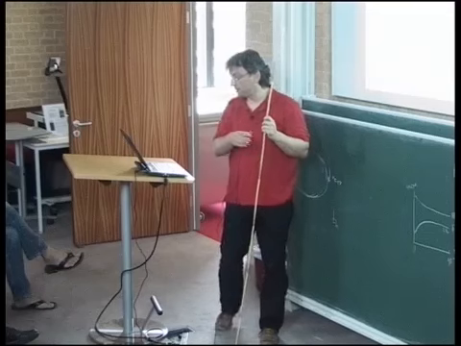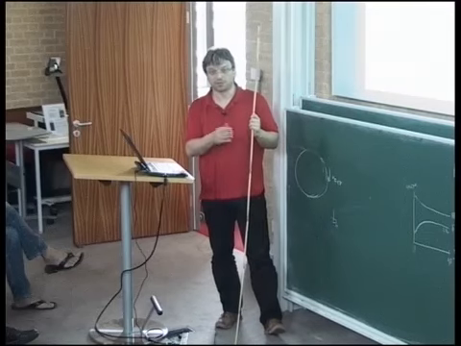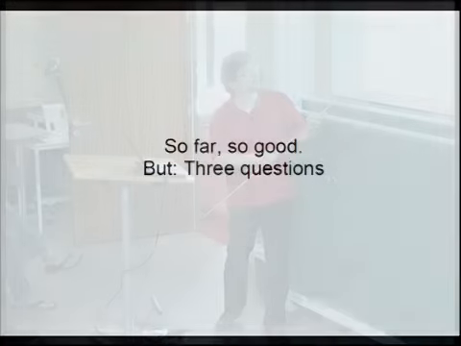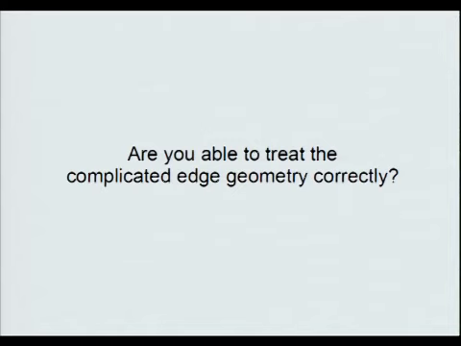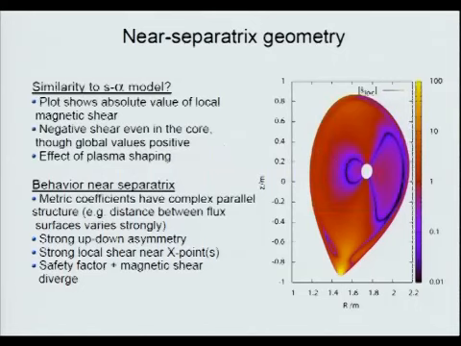So my next slide was, so far so good. This is basically a summary of those 3 papers that were already published. But people tended to pose 3 questions concerning that work. The first one is, are you able to treat this complicated edge geometry correctly? There's a lot of discussion. Does one have to do special things to be able to approach the separatrix where everything diverges and goes crazy? And this is just one aspect of it.